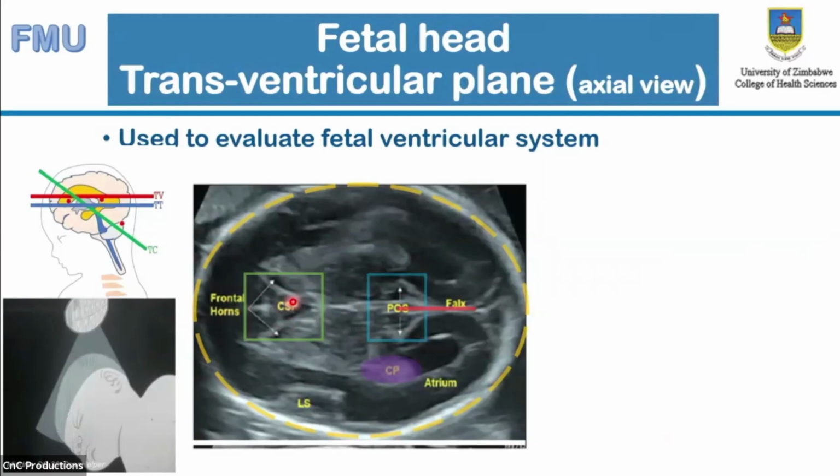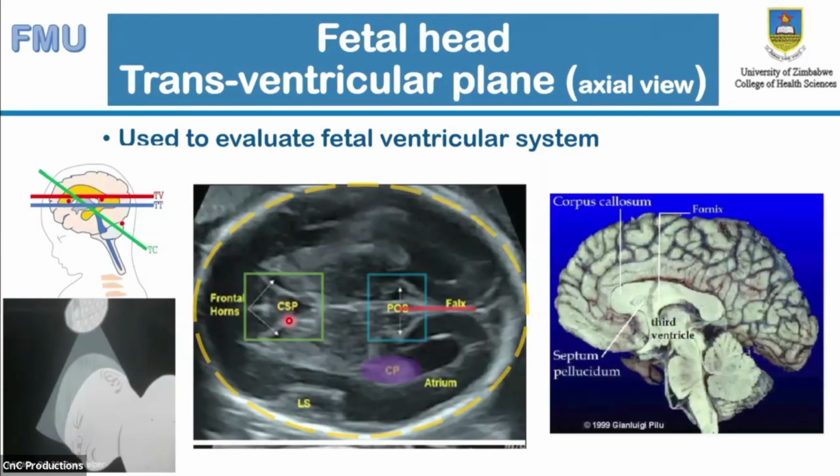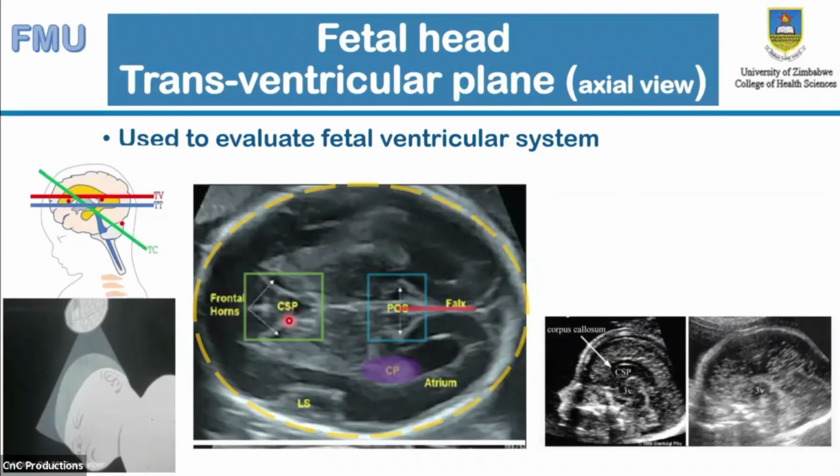So when you do not see the cavum septum pellucidum, then you ought to get some additional views like this sagittal view of the fetal head, which will demonstrate whether the corpus callosum is present or not. So the corpus callosum will be this dark structure anterior to the cavum septum pellucidum. So this other image is demonstrating that the corpus callosum is absent and the cavum septum pellucidum is not visualized.